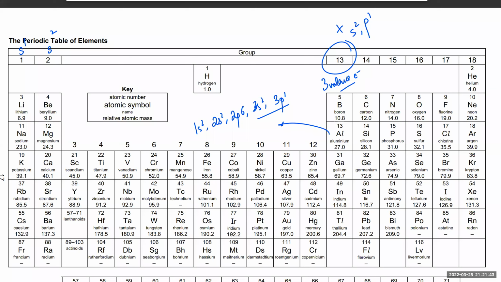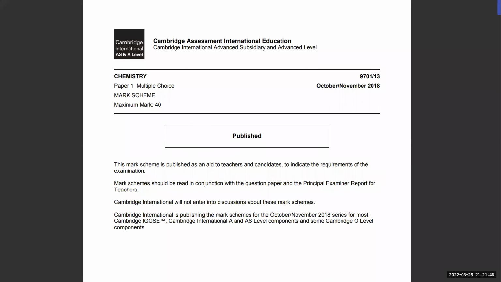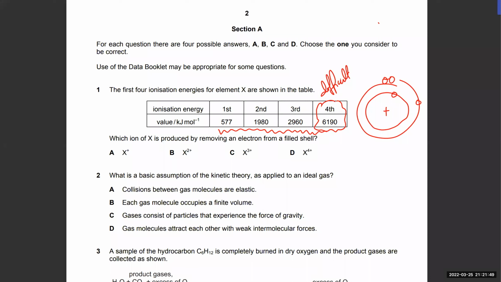Okay, that's clear: if it's a group 3 element, its outer electronic configuration would be s2p1. So the question is, which ion of X is produced by removing an electron from a filled subshell? That's the electronic configuration of X, the outermost shell. Removing the first electron, it becomes X plus 1. That was not removed from a filled subshell. P has 6 electrons, that wasn't a filled subshell.